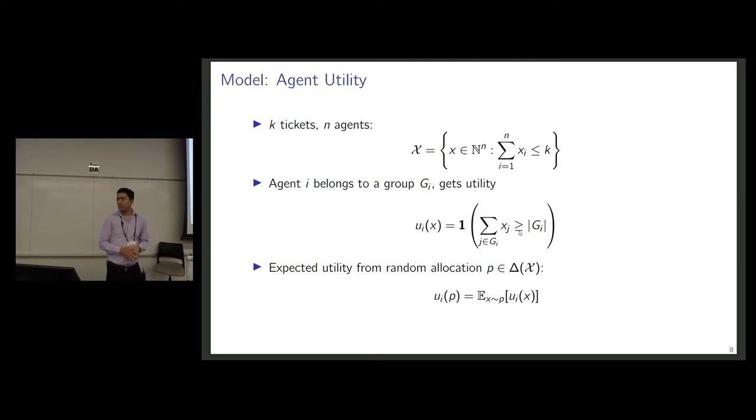And finally, we're also going to allow for randomness here, where a random allocation is simply a probability distribution over the set of feasible allocations. And given a random allocation P, the utility of agent i is simply going to be the expected utility, where the expectation here is taken with respect to the random allocation P.